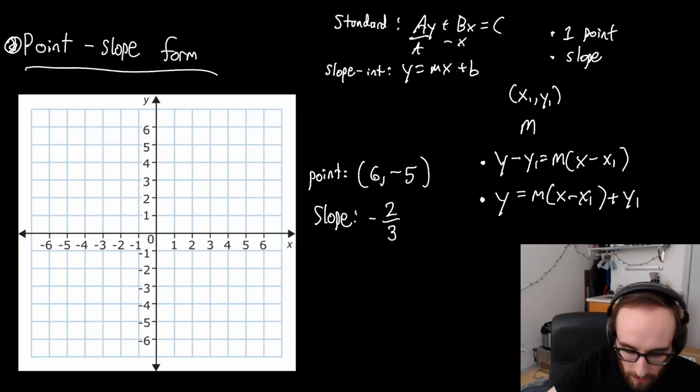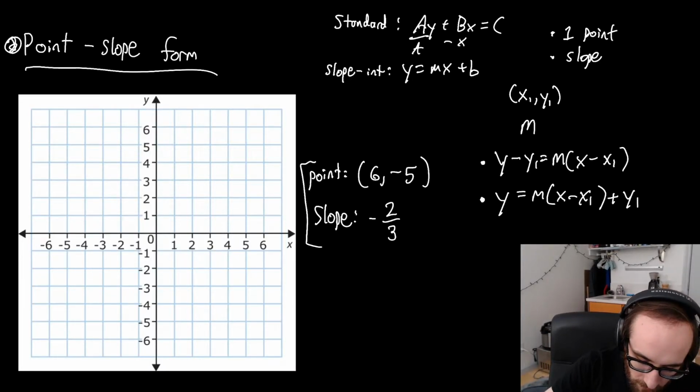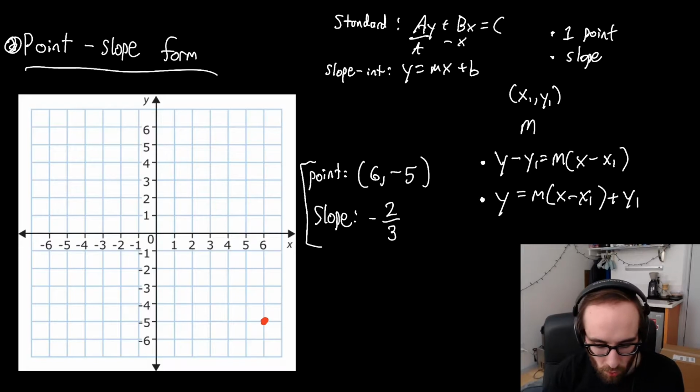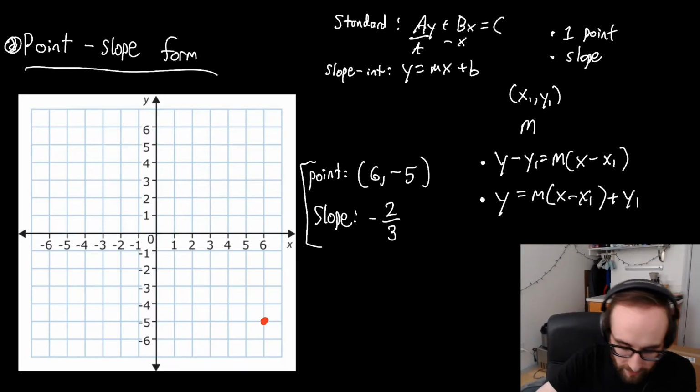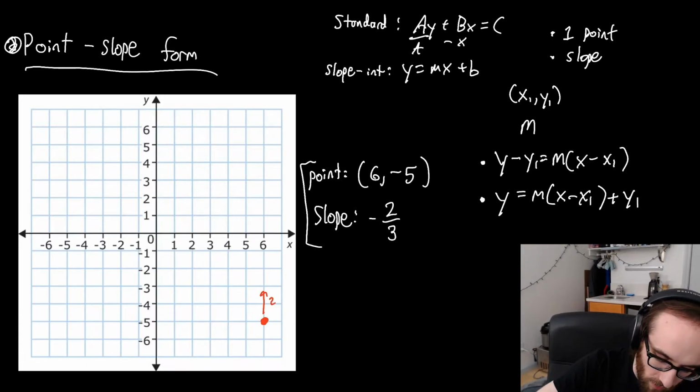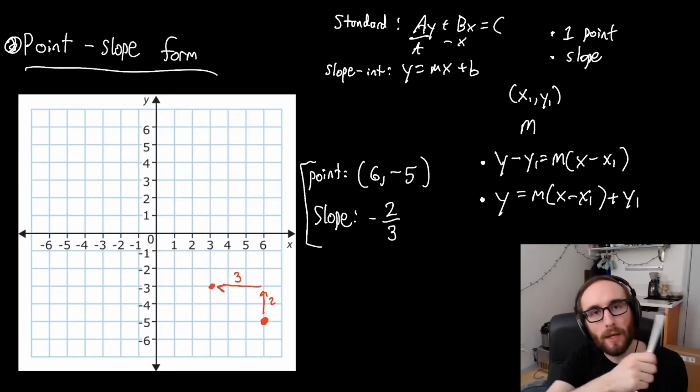So for example, here we're given some information. We're given a point on our graph of (6, -5) down here, and we're given a slope of -2/3. So we could start with this point and then work our way up. Okay, we go up to the left 3, we have another point, and then we could keep going.